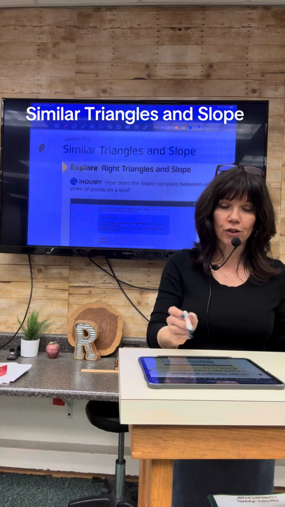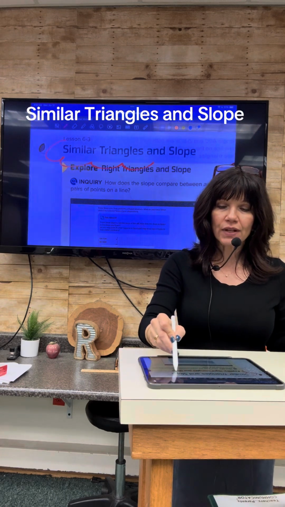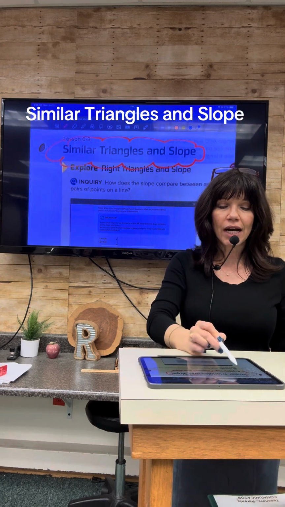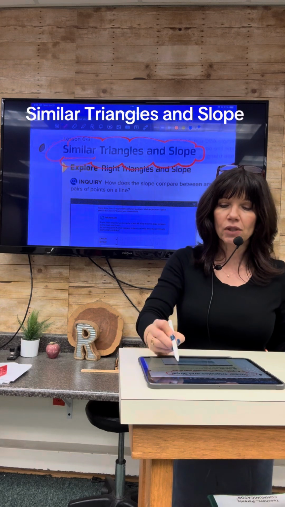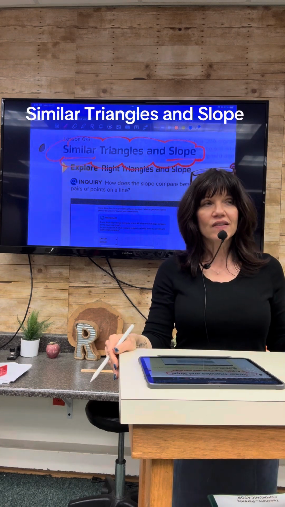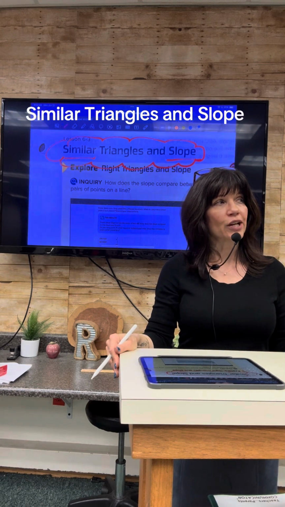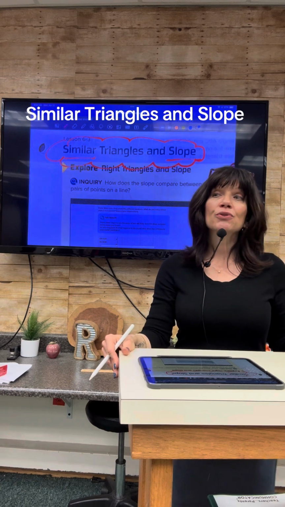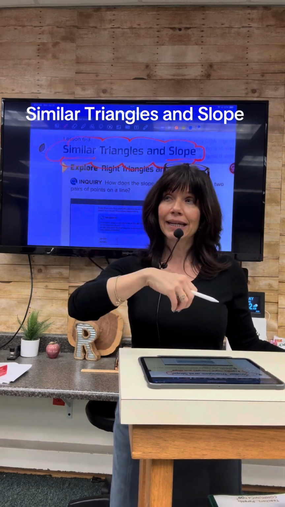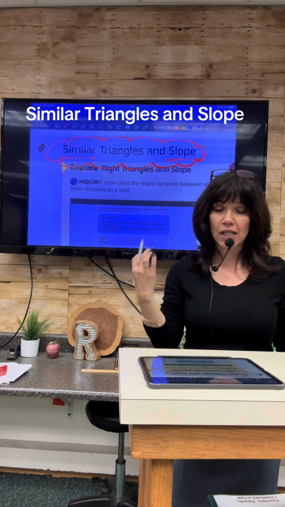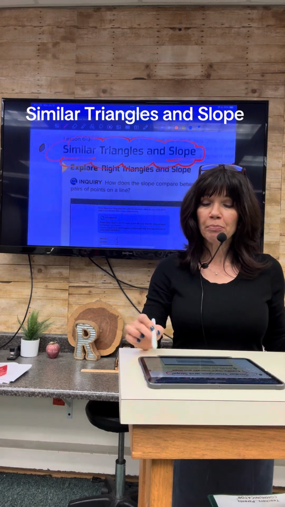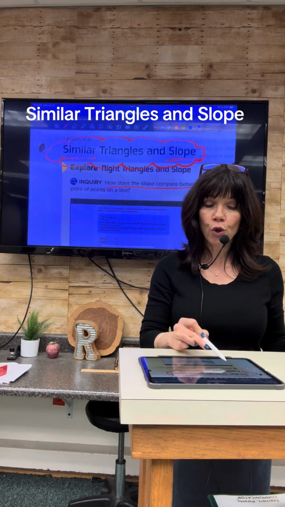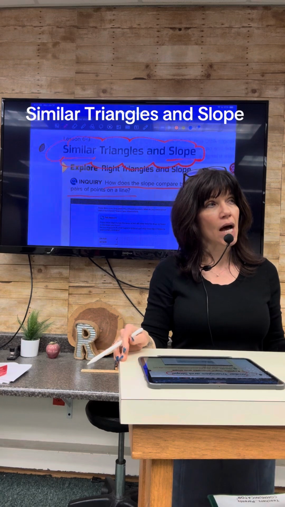First of all, let's look at the title. Similar triangles and slope. Please underline the word similar. Please underline the word slope. Similar triangles and slope. They're just showing you how similar triangles are related on the slope of a given line. How does the slope compare between any two pairs of points on a line?